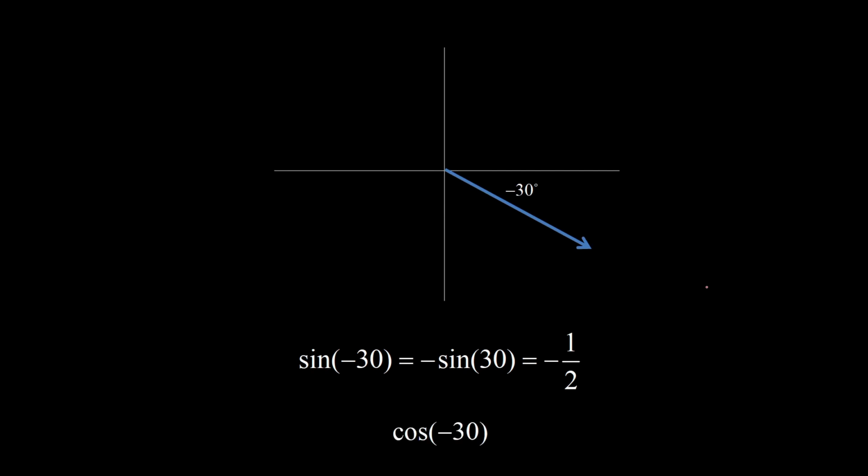So how about cosine of minus 30? Well, cosine is an even function, which means plugging in a negative value is the same thing as plugging in the positive value. And we know what cosine 30 is, because it's one of the answers we should memorize. Square root of 3 over 2.